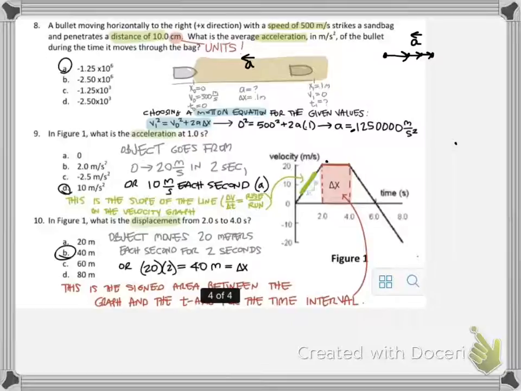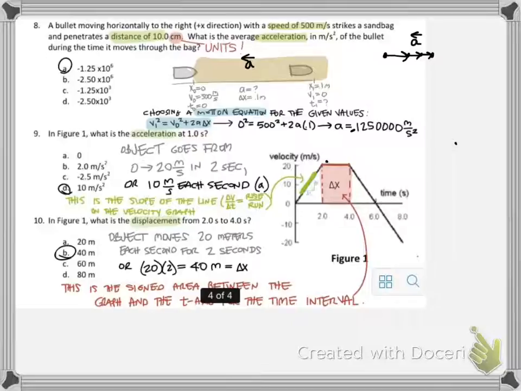Just continuing to analyze that graph, not answering the question. Between 2 and 4 seconds, that velocity is constant. It's at a constant 20 meters per second. That means that the velocity does not change. Between 2 and 4 seconds, the acceleration is 0. The velocity does not change. That's what zero acceleration means, that the velocity is not changing.